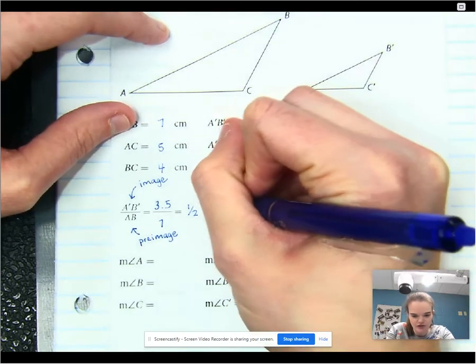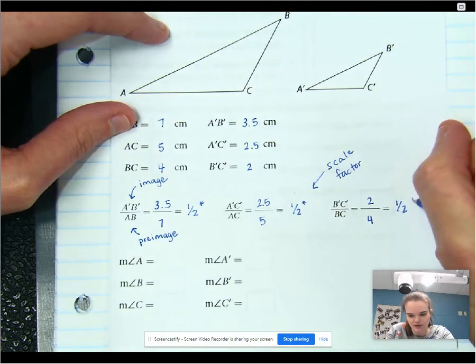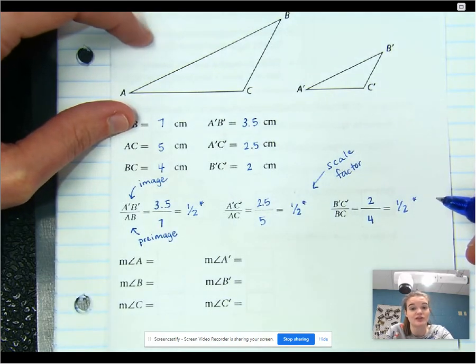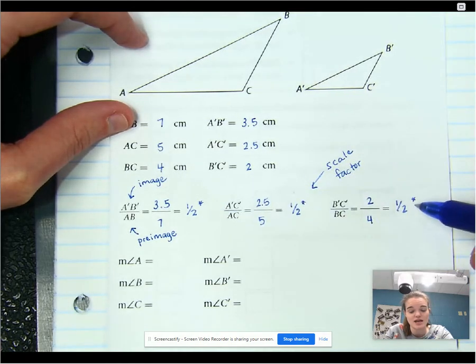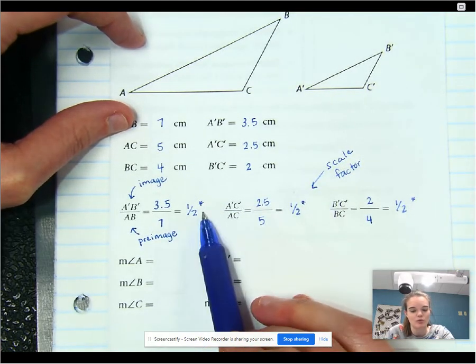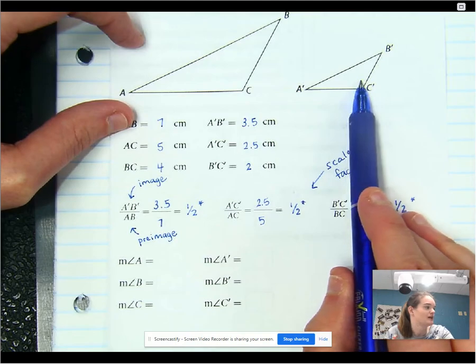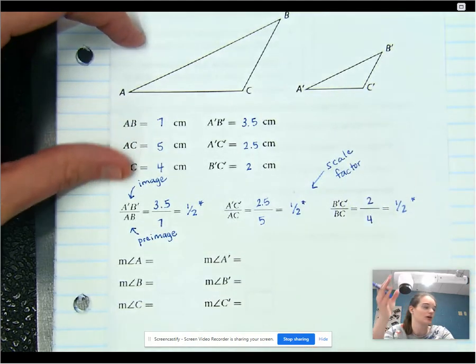Notice these are all the same. In order for this to be a dilation, they all have to be the same. The side ratios are the same in a dilation. This is also the scale factor. If it is between 0 and 1, the shape got smaller. If it is larger than 1, the shape gets bigger.